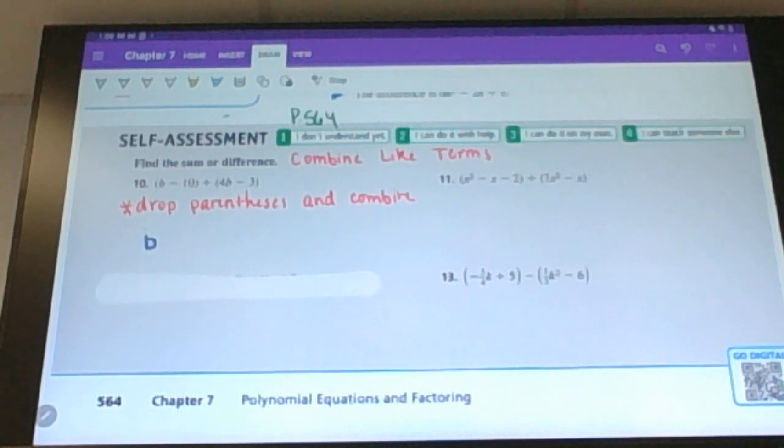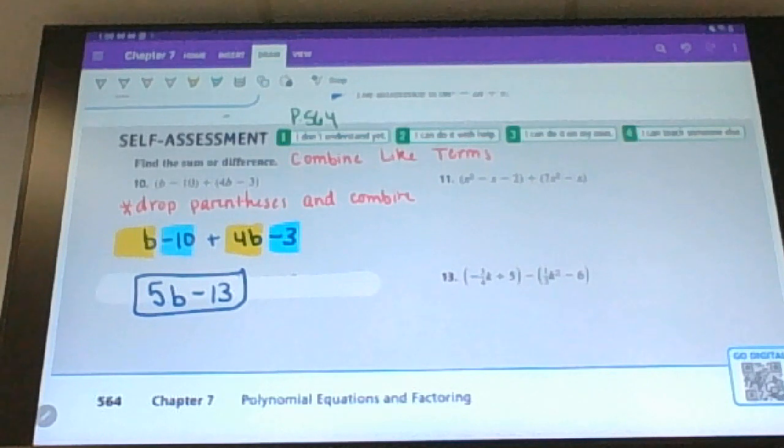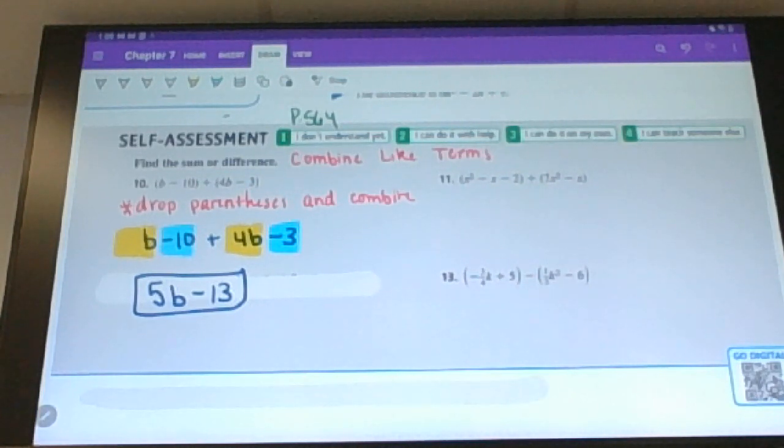So this would be B minus 10 plus 4B minus 3. I can combine the B and the 4B. That's 5B. I can combine the negative 10 and the negative 3, and that makes it minus 13. That's the answer. I combined 1B and 4B together to make 5B.